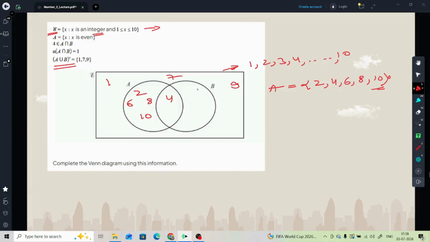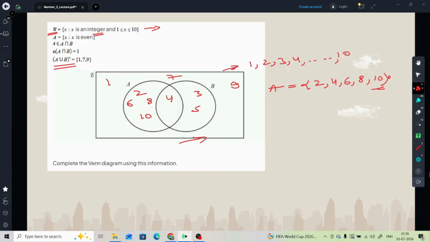So leaving that, whatever is there will be lying on this region, yes or no? So what elements are left? 3 is left, 4 is there, 5 is not there, so 5 will be there, 6 is not there, 7 is there, 6 is there, 8 is there, 9 is there, 10 is there, so only 3, 5 is lying in B. So yeah, we are done with the Venn diagram.